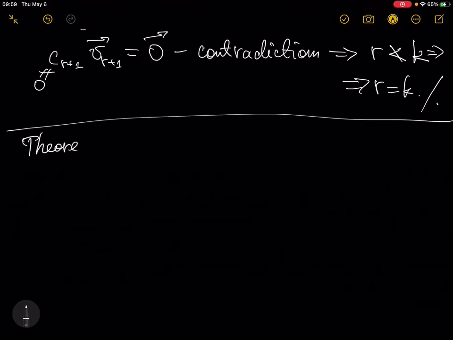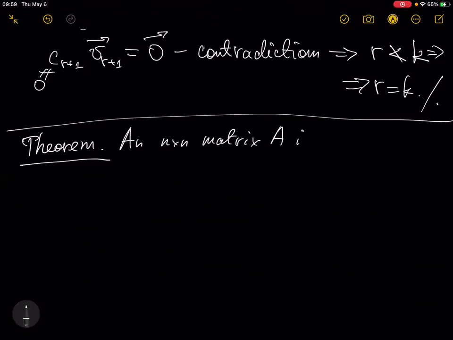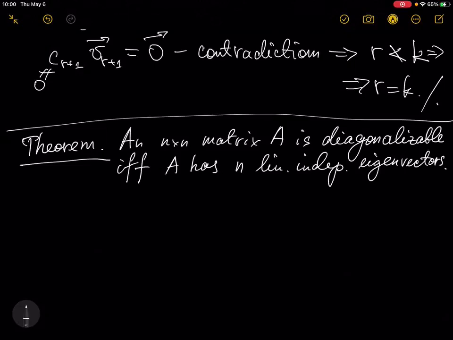Okay, now, theorem. An n by n matrix A is diagonalizable if and only if A has n linearly independent eigenvectors. So diagonalizable means that you can find a non-singular matrix X such that X inverse A X will be a diagonal matrix.